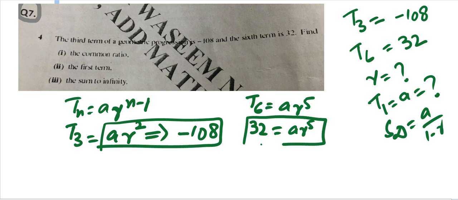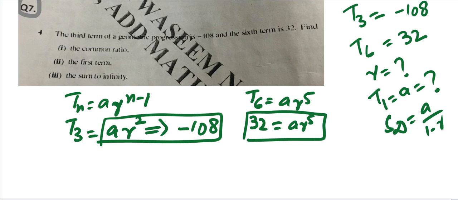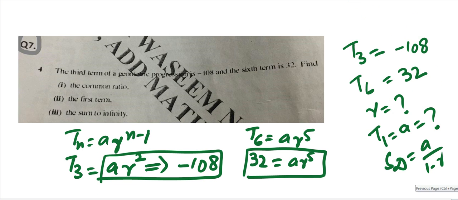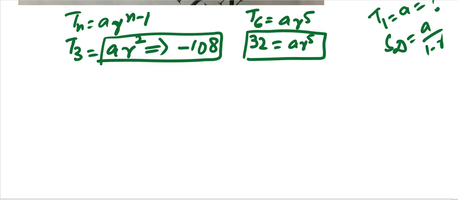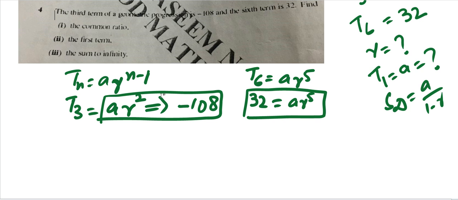So we have these two simultaneous equations, and as I have told earlier, when we have two simultaneous equations in geometric progression, instead of using any substitution or elimination method, we will prefer to work by dividing both terms. That would be easier for you. So we will divide these two terms. First, the highest power term, that is ar5. So I can say a r raised to the power 5 divided by a r square will be 32 divided by minus 108.